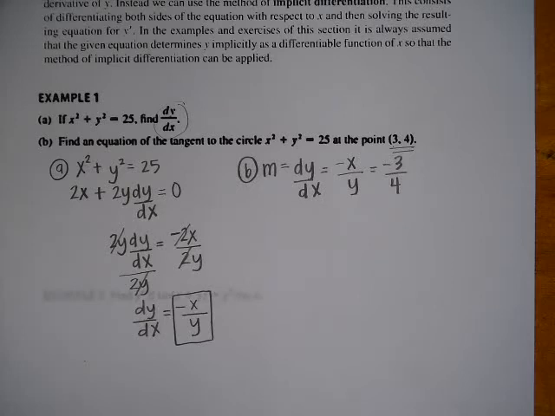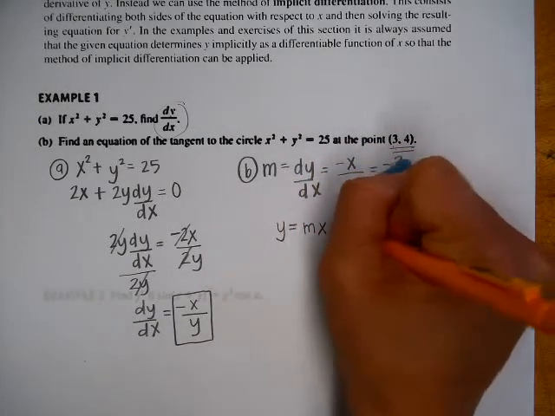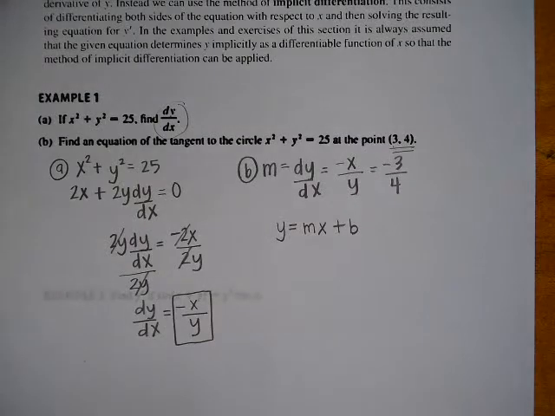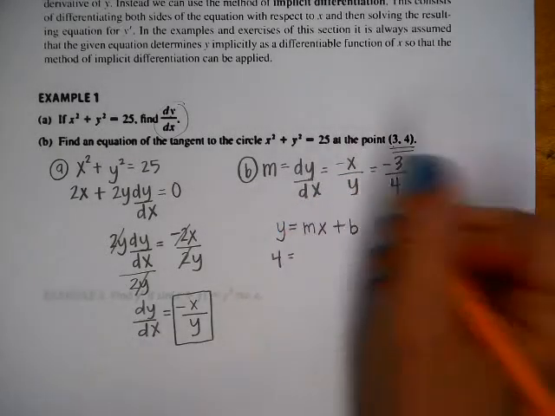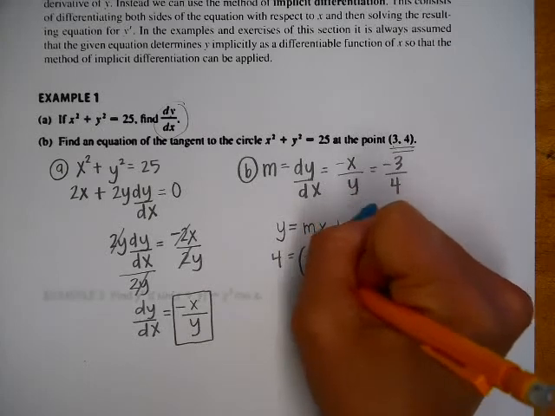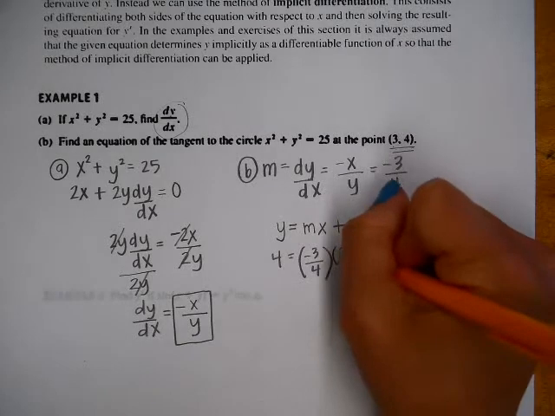Now we are going to put it in y equals mx plus b. I think most of you have been plugging in your slope, plugging in your x and your y, solving for b, and then going from there. So that would be 4, this would be negative 3/4, and your x is 3.